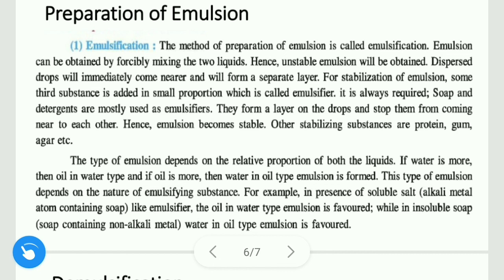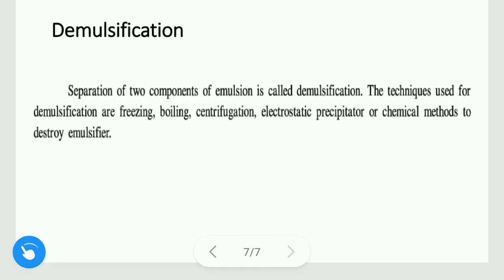Now we will be discussing demulsification. Okay, so what is demulsification? This is the process reverse of emulsification. In this process, we separate two liquids from the one solution. We will be using freezing, boiling, centrifugation, ESP, or chemical methods to separate out two liquids from one solution. So this is the process known as demulsification.